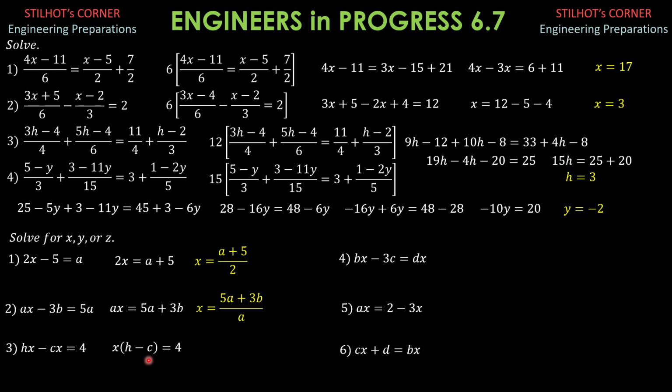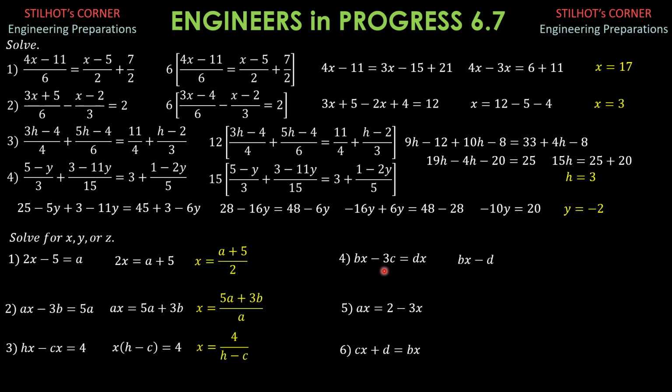So in this case, divide everything by h minus c. X is 4 over h minus c. So again, if we put the restriction, h should not be equal to c, because when that happens, the denominator will be 0. And when the denominator is 0, then the value of x would be undefined. So as I said, develop that habit of putting the restriction.